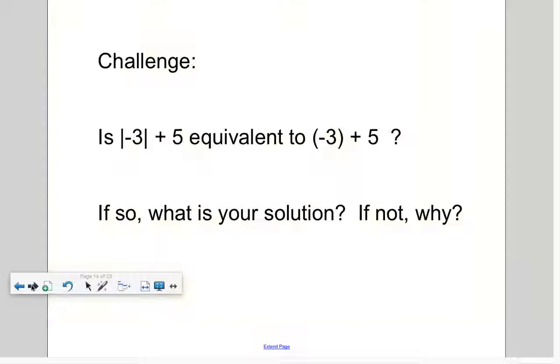So that is the study of adding integers using counters.